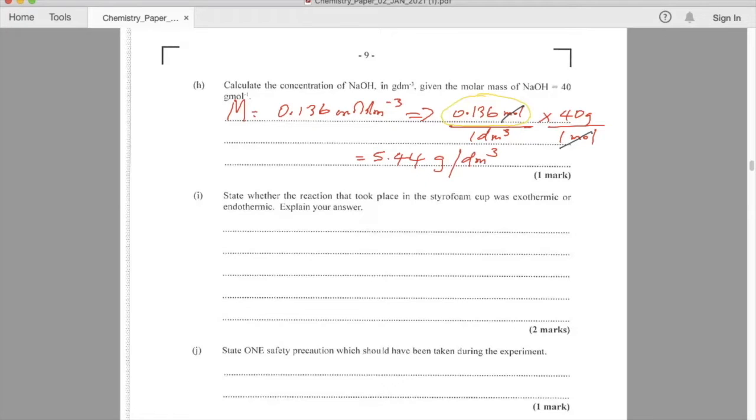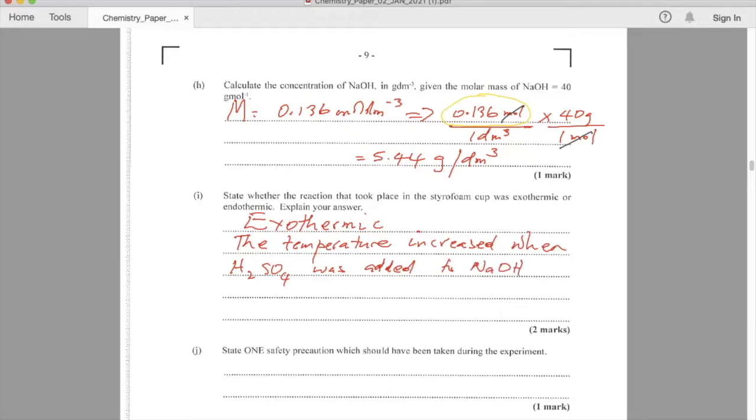All right, so the next part, part I, state whether the reaction that took place in the styrofoam cup was exothermic or endothermic. Now, we remembered from earlier on that the temperature increased once the acid was added to the base. The acid was added from the burette to the base in the cup. The temperature increased, so we know that this is an exothermic reaction. And we'll say it's exothermic because the temperature increased when sulfuric acid was added to sodium hydroxide solution.